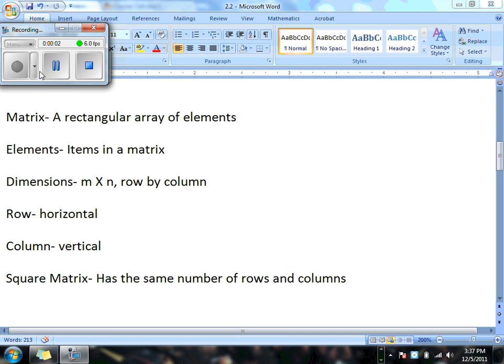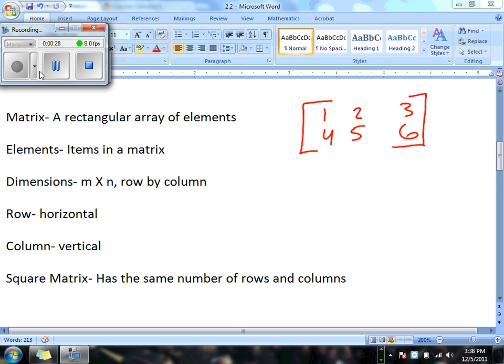Section 2.2 is an introduction to matrices. To introduce a matrix, I'm just going to draw a random matrix like this. It's a rectangular array of elements. Rectangular means it can be a different length than it is width, and we'll talk about how we label that here. So I can have 1, 2, 3, 4, 5, 6.